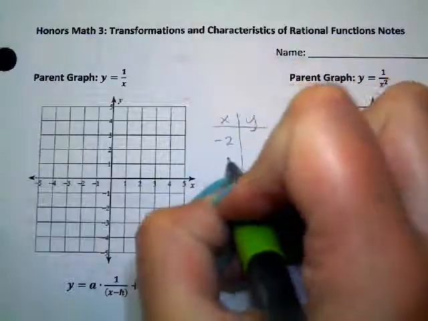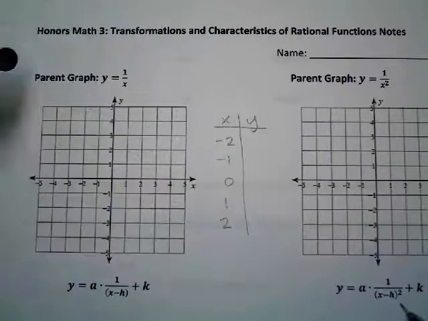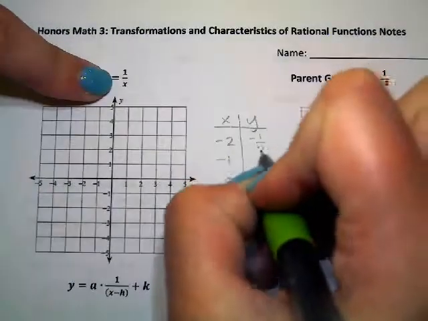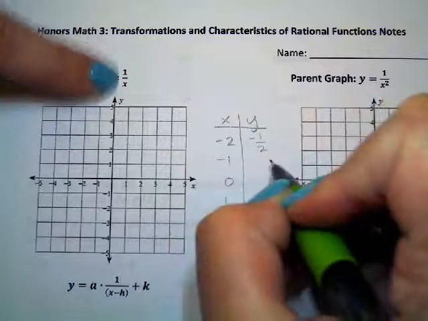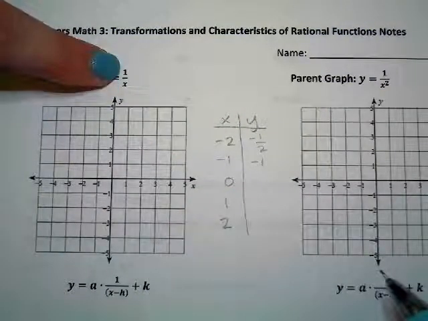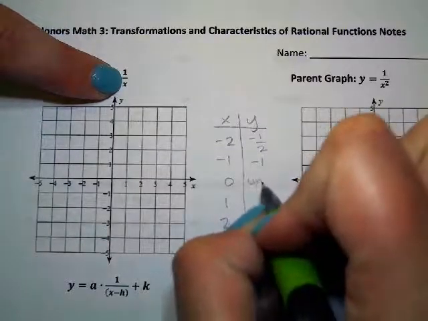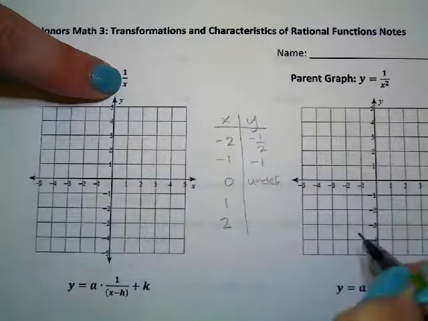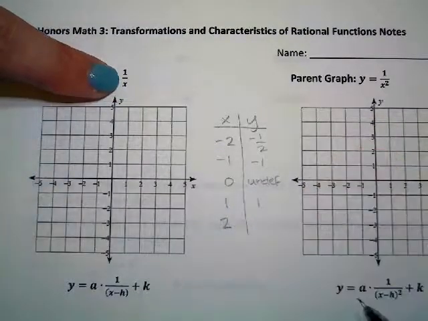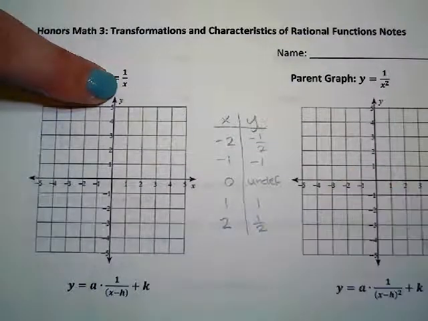So I'm going to be using -2, -1, 0, 1, and 2. So if I plug in -2, I get -1/2. If I plug in -1, I get 1 over -1, which is -1. If I plug in 0, I get 1 divided by 0, which is undefined. If I plug in 1, I get 1 divided by 1, which is 1. And if I plug in 2, I get 1 divided by 2, which is 1/2.